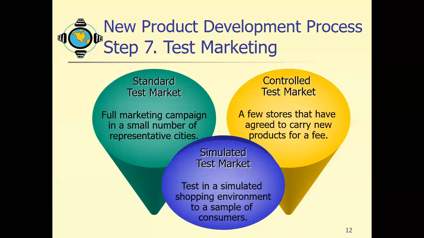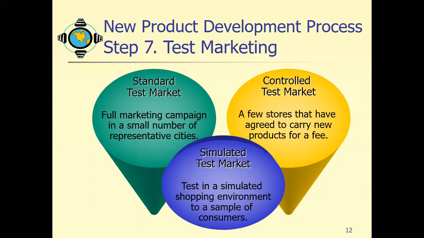So, test in a simulated shopping environment. You may create a shopping environment like that, like a pavilion in the fair, for a sample of consumers. So you can find some consumers. You may give them some money also, and you can put them in the pavilion and ask them to choose any product. Then it may happen that they choose the new product.